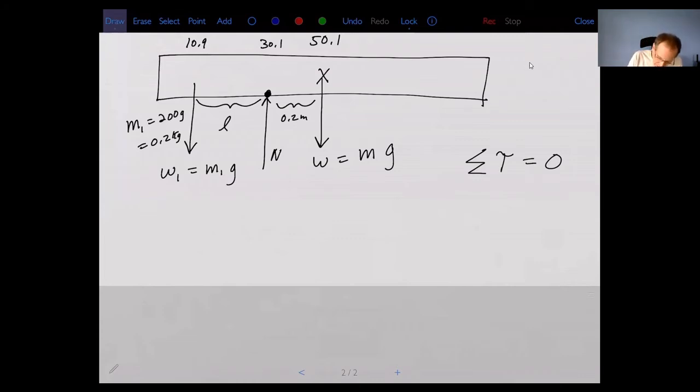Okay, so I have a torque due to W1, weight 1. I have a torque due to the weight of the meter stick. I have a torque due to the normal force, and that's all going to equal 0 when I sum them up.